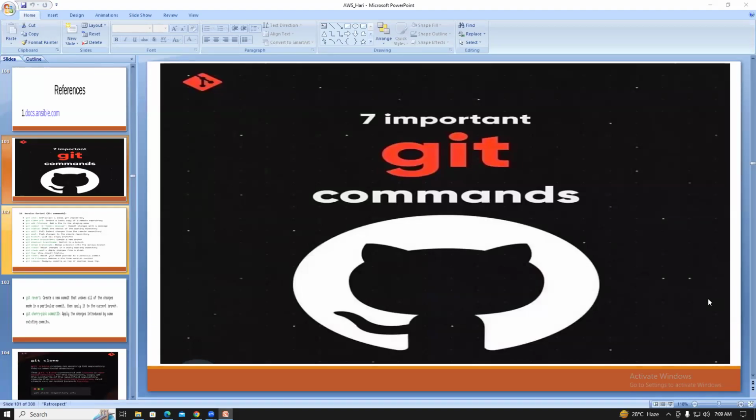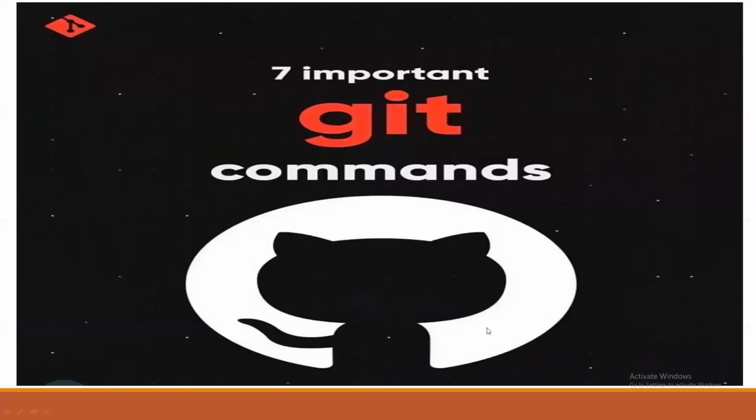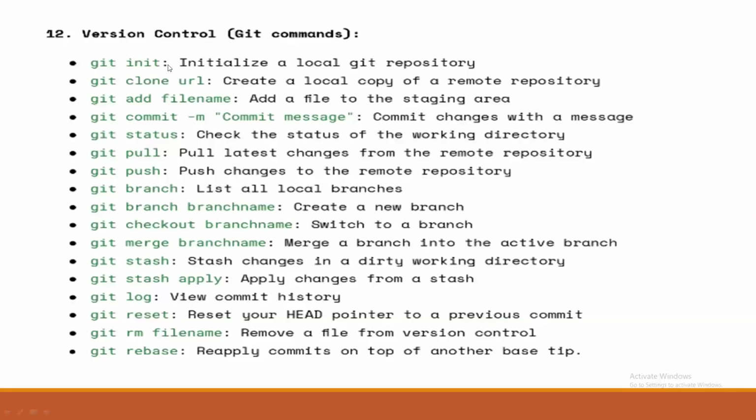Yes, guys. So what we discussed yesterday, we discussed the commands, right, guys? We discussed all the git commands: git init, git clone, git add file name, git commit -m, git status, git pull, git push, git branch name, git checkout branch name, git merge branch name, git stash apply, git log, git reset, git rm file name, git rebase. These are most of the commands we are using in git, guys.